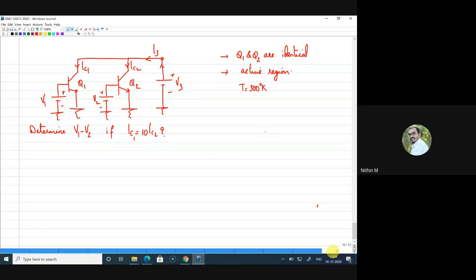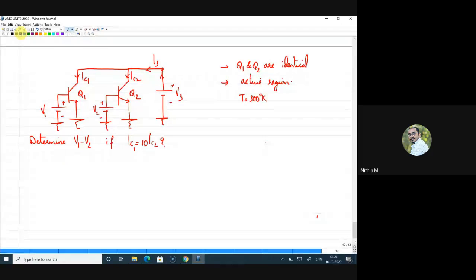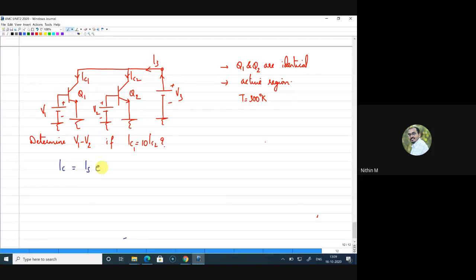Now I know the current equation. IC of a BJT can be written as IS into e to the power of VBE by VT. The approximated equation is this, right? Now if I write for IC1, IC1 can be written as IS into e to the power of V1 by VT. Similarly, IC2 is IS into e to the power of V2 by VT. And we are asked to find the difference of V1 and V2. So to find the difference of V1 and V2, I'll take the ratio of these two. So IC1 by IC2 I will take.